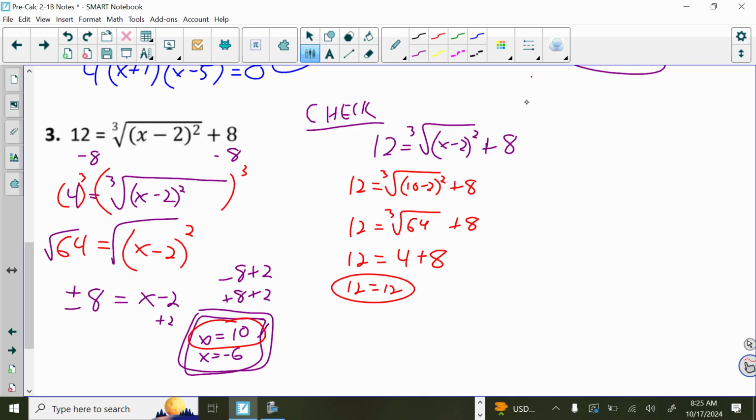Okay, again, can't tell you enough because I don't think we have an example of one, but if they don't work out, if you get a false statement here, then you would cross it out, wouldn't be good.